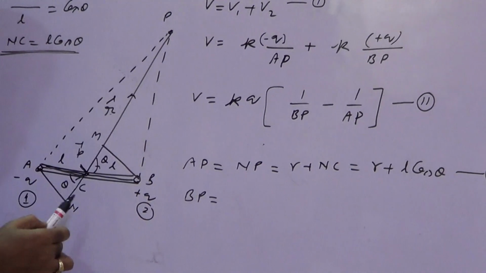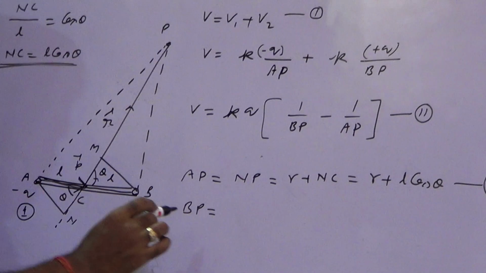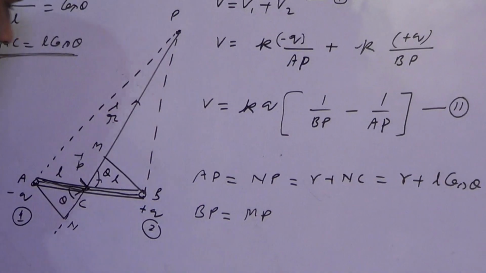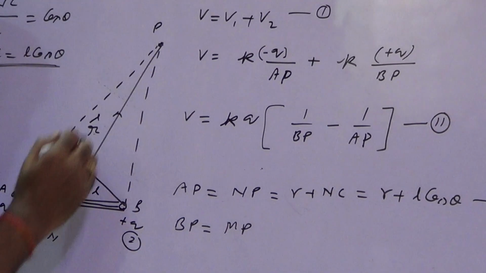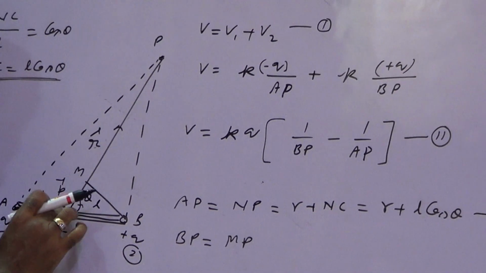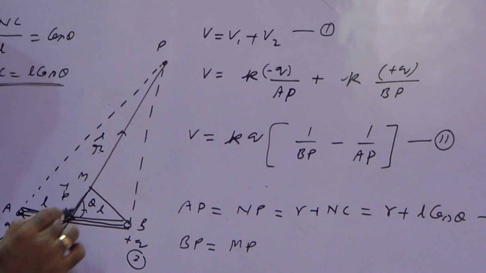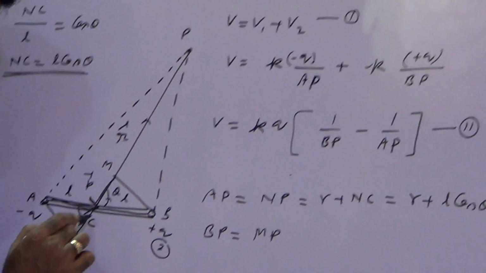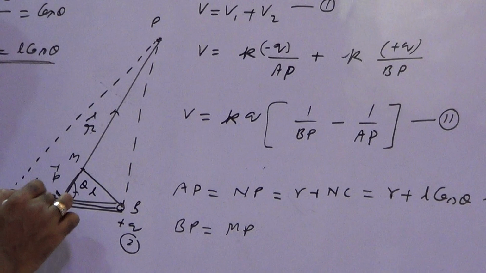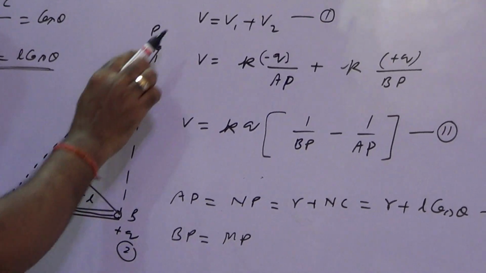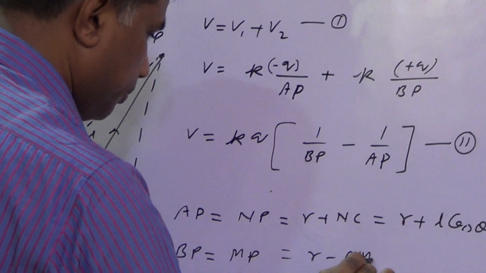BP is equal to MP. See, BP is equal to MP. And MP is what? R minus this distance CM. CM is this distance, where the point C is written a little further away. R is the whole distance from here to here. So it is R minus CM.